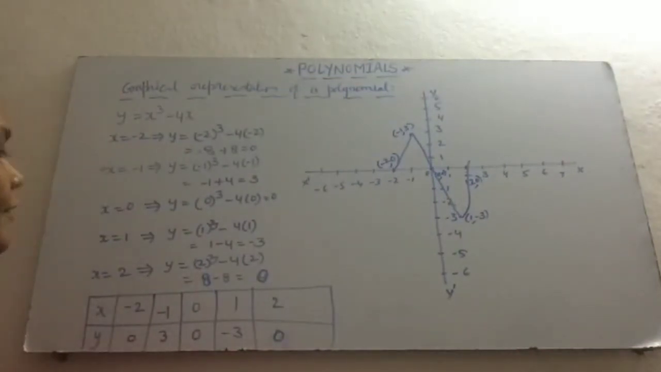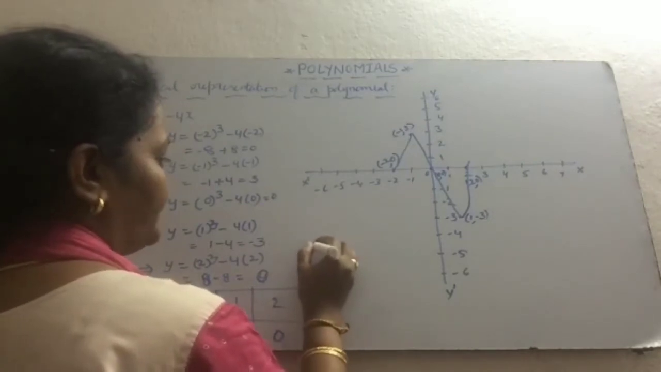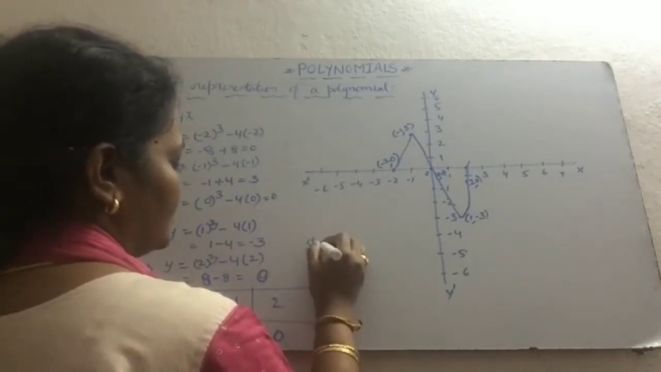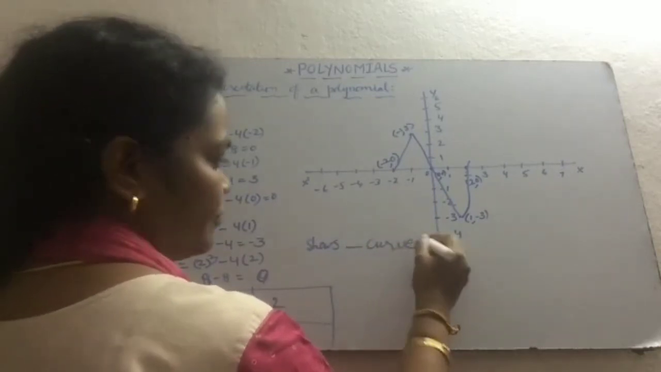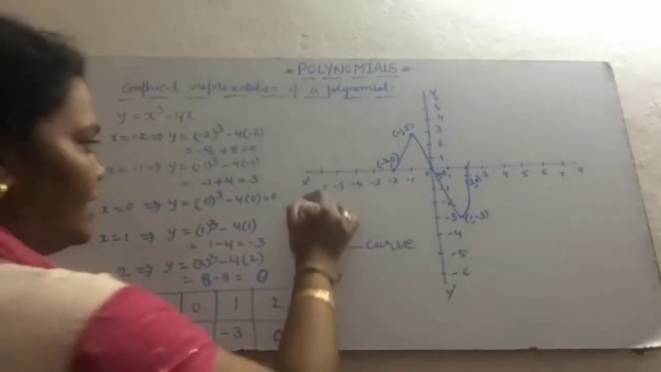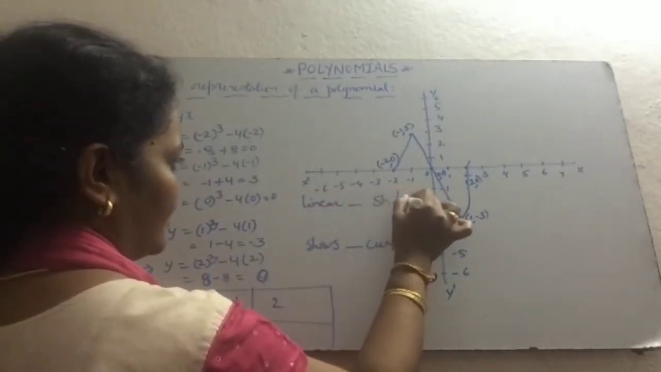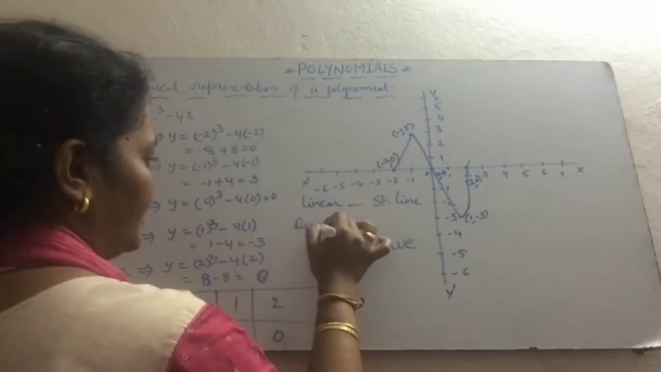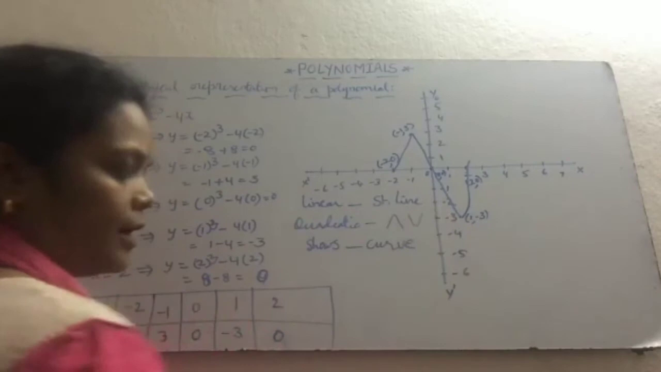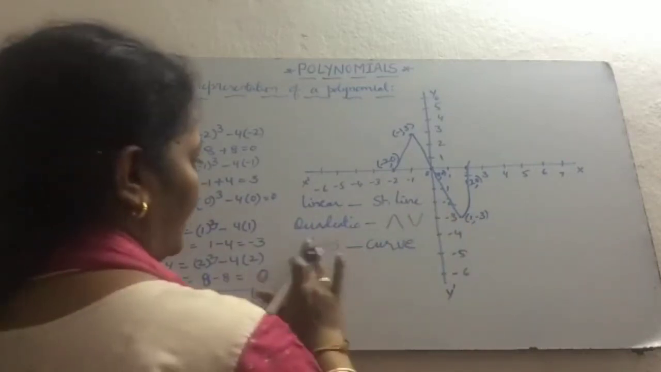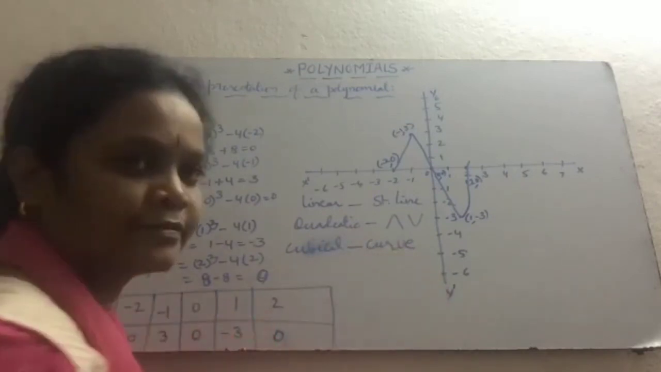So when a cubic polynomial, the graph shows a curve, any type of curve. For a linear polynomial, it is a straight line. For a quadratic polynomial, it shows a parabola, or open parabola or closed parabola. And for a cubic polynomial, it shows the curve.